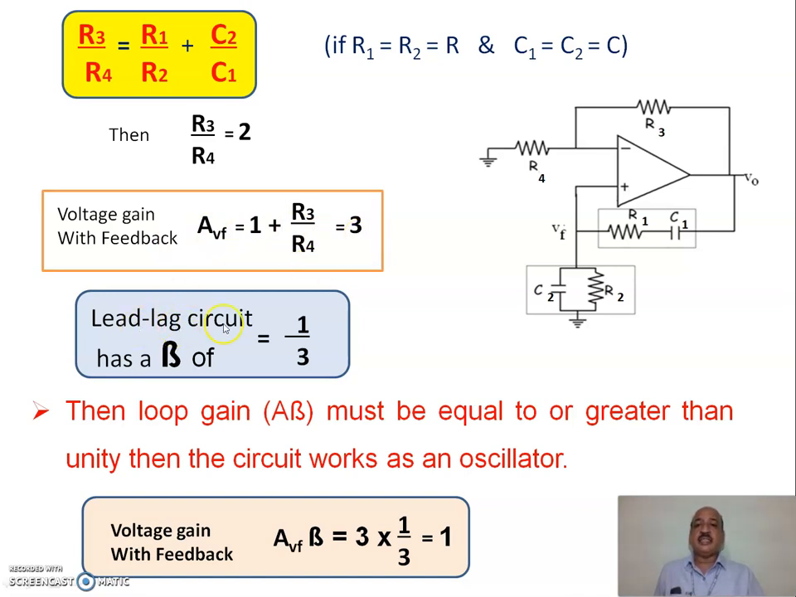The lead and lag circuit has a beta of 1 by 3. The loop gain A beta must be equal to or greater than unity, then the circuit will work as an oscillator. That is, the voltage gain with feedback AVF into beta, where AVF is equal to 3 and beta is equal to 1 by 3, the 3s get cancelled, and the loop gain is 1, which satisfies the condition of an oscillator producing oscillations.